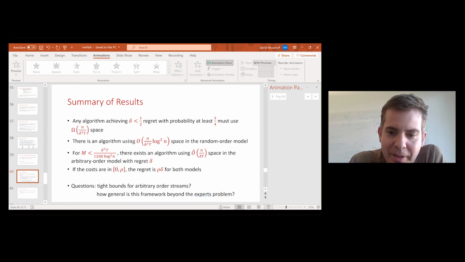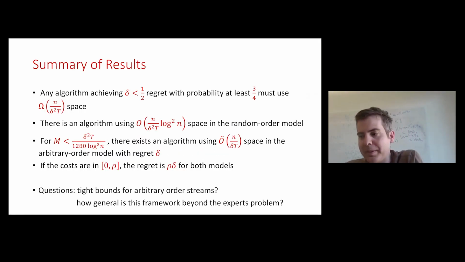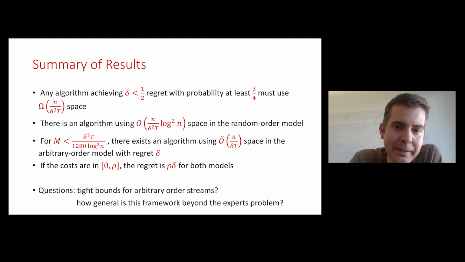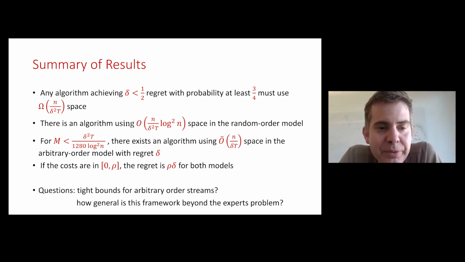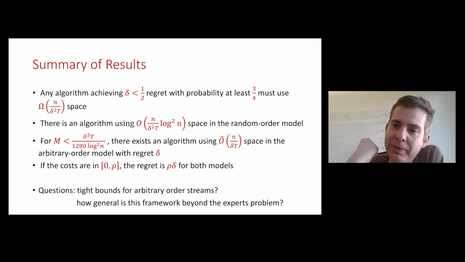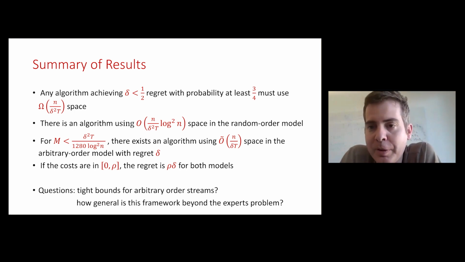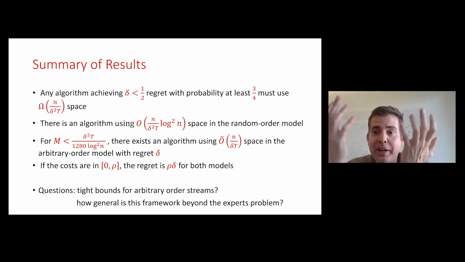I'll just summarize the results in the interest of time. Here's a summary with all the results. The first result is the lower bound from communication complexity. The second result is the random order streaming result. All it does is sample a pool of experts of the appropriate size, run one of these multiplicative weights or weighted majority algorithms, and monitor how you're doing.